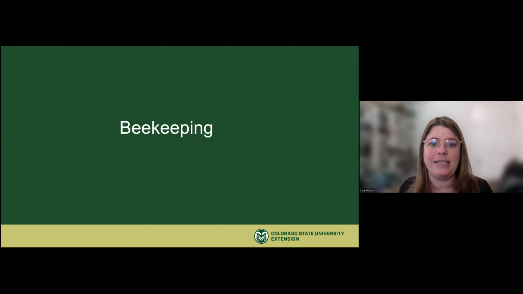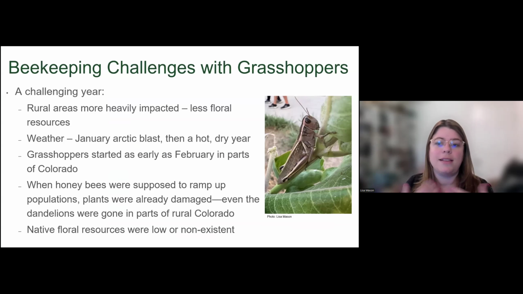Okay, I'm going to switch gears a little bit and talk about beekeeping. So again, this is our major species of bee that's domesticated and managed. It was a challenging year for beekeepers. Rural areas were probably much more heavily impacted than maybe some of our urban areas, simply because there were fewer floral resources. We started off the year with an Arctic blast in mid-January, and then we had a hot, hot, dry year. And the season has really extended. I mean, here we are, November 1st, and we've had our freezing temperatures, at least on the Front Range, for the first time since last winter. So it has been a hot and dry year.